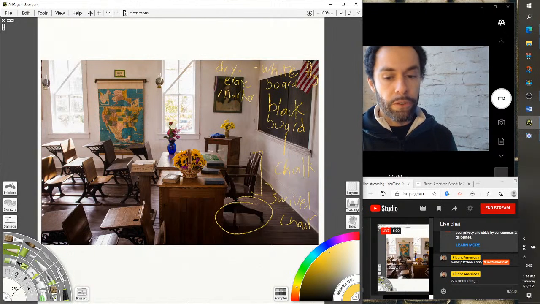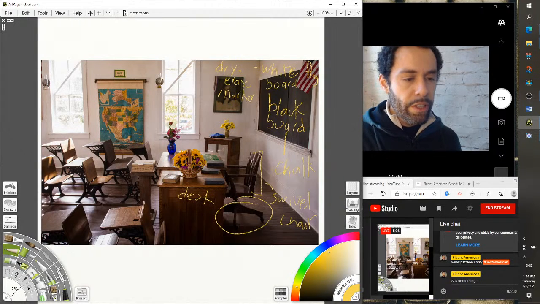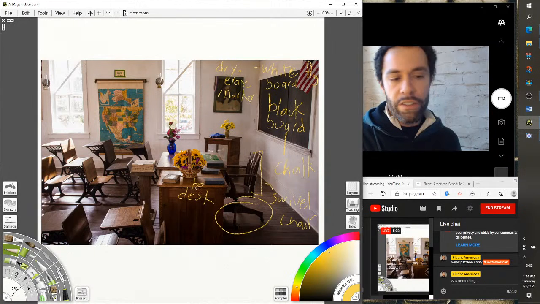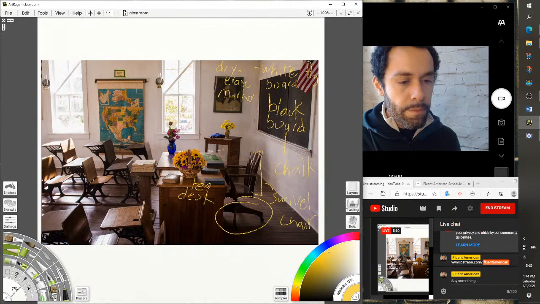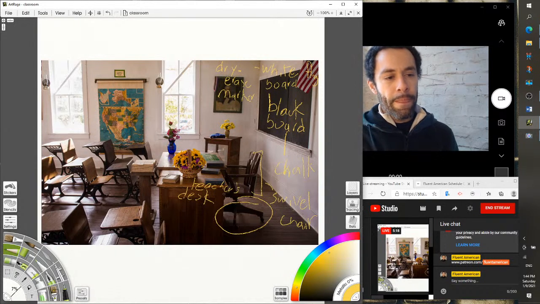And then that space where the teacher would sit, we just call this a desk. More specifically, you could say a teacher's desk. Okay, so you have this teacher's desk, you have the swivel chair, and you can see lots of little flowers.